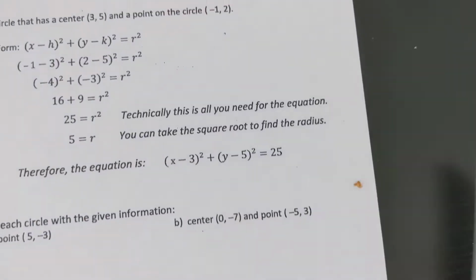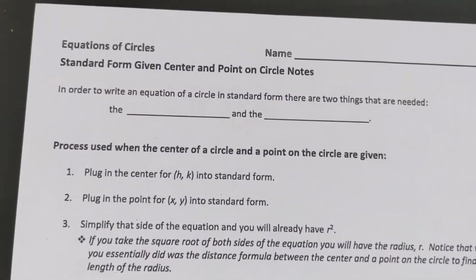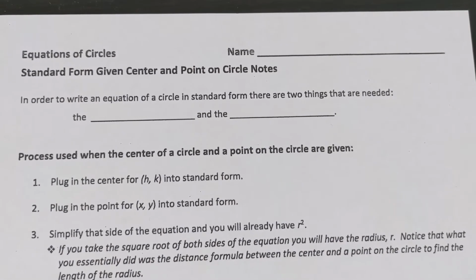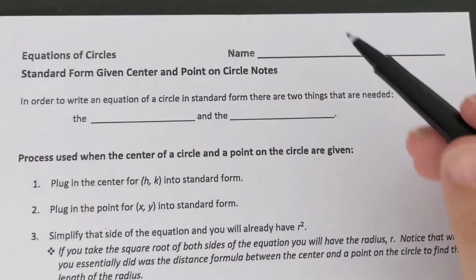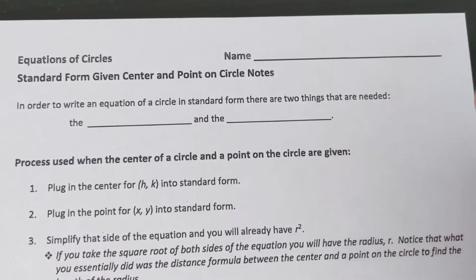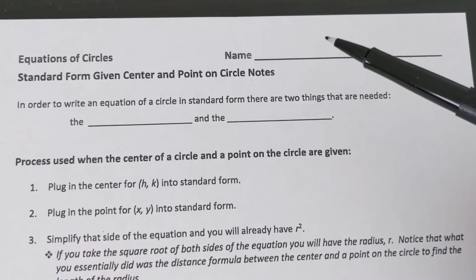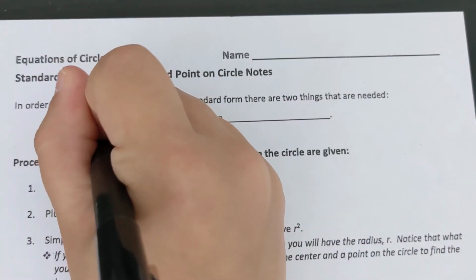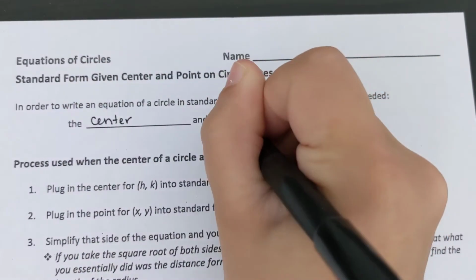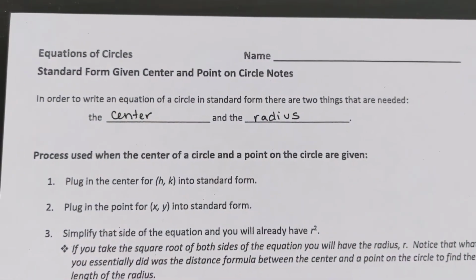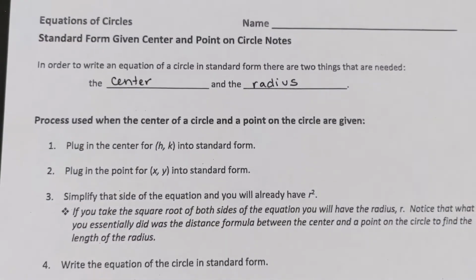The next set of notes, still working on the same idea, which is why these videos are together, is called standard form given center and point on a circle notes. In order to write an equation of a circle in standard form, there are two things that we need, just like we've been talking about. We need the center of the circle, and we need the radius of the circle. We cannot write an equation of a circle without those two things.